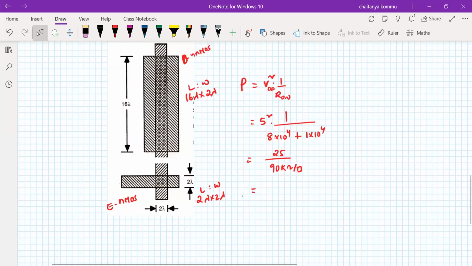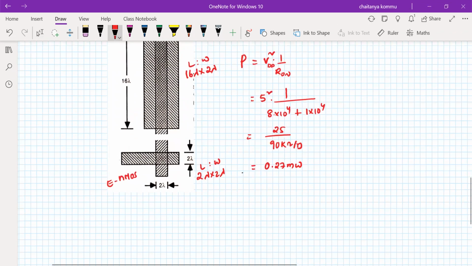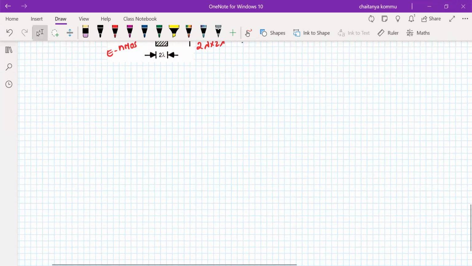Okay, some value will be there. I'll use the calculator. 25 divided by 90. So 0.27 milliwatt of power can be seen. I'm taking another piece of layout, for example, a piece of layout is something like this.